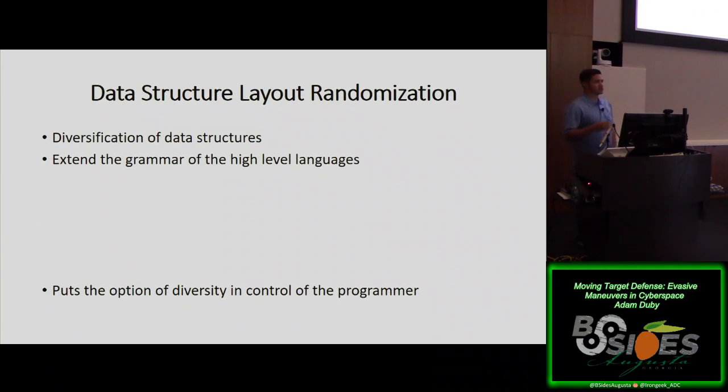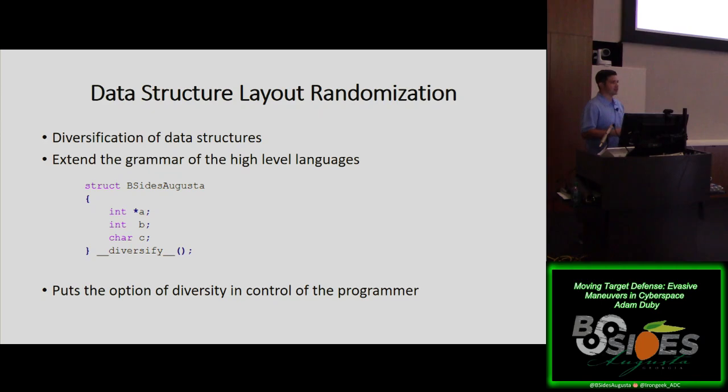Now, what about data structure layout randomization? This is the concept of diversifying our data structures. And again, it can be done by extending the grammar of high-level languages. But more importantly, we don't always want to trust our compiler to completely randomize our stuff for us, because if you think about public-facing APIs or network protocols, those have to be static in order for other systems to communicate with them, hence application programming interface. So now we put the control in the hands of the programmer.